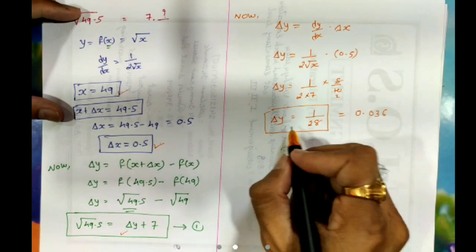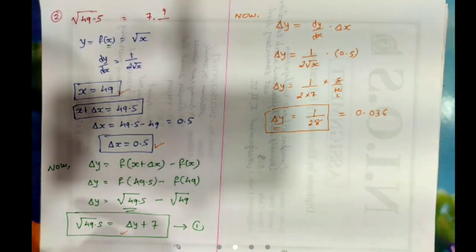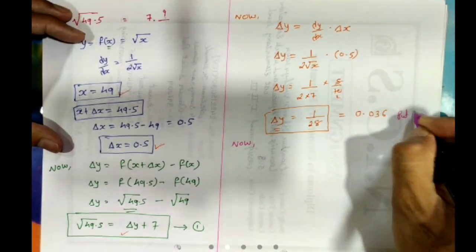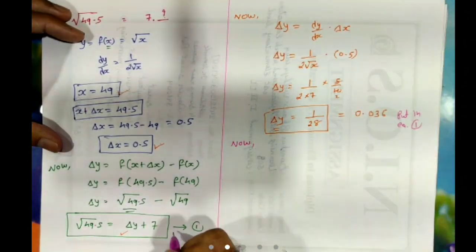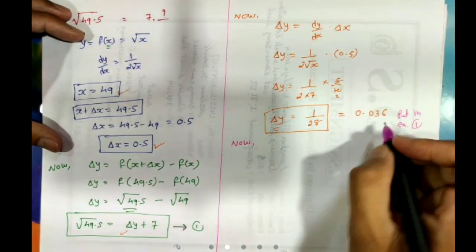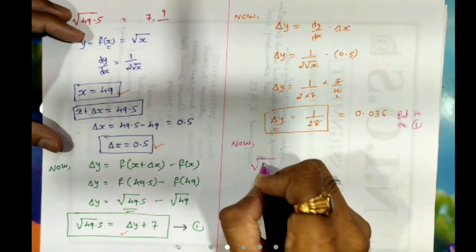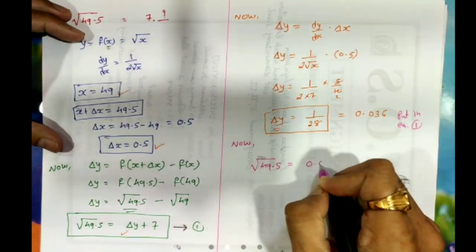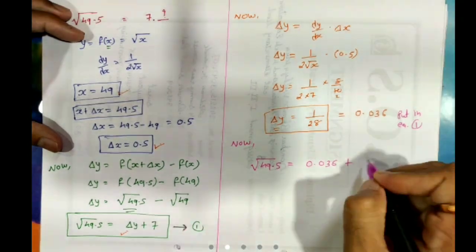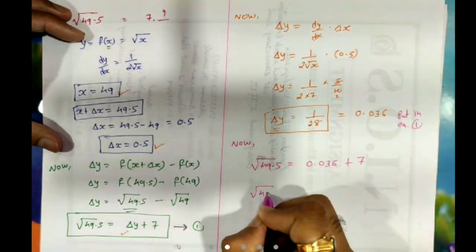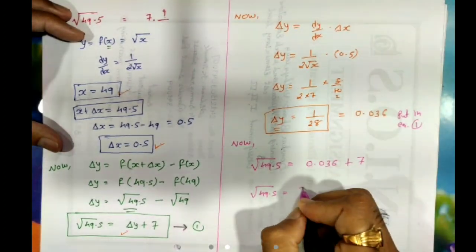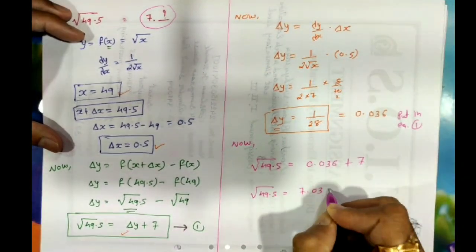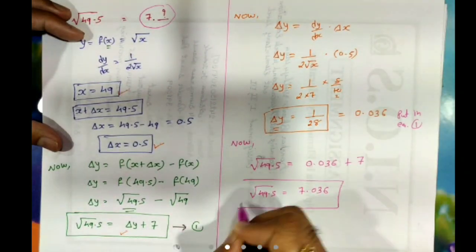So now for the next step, you have to put the value of this delta y in equation number 1. Our equation number 1 is square root of 49.5 equal to 7 plus delta y, and delta y is 0.036. So our answer is square root of 49.5 is nothing but 7 point something, and that something is 036. So this is your answer.